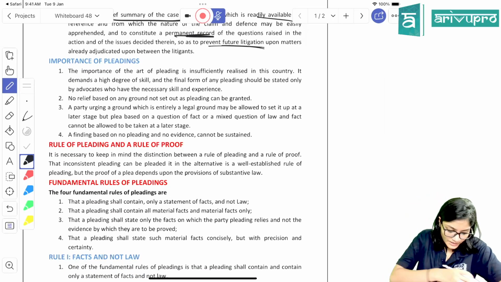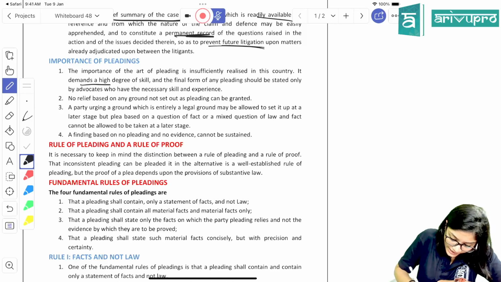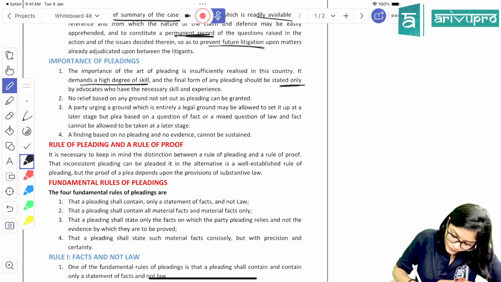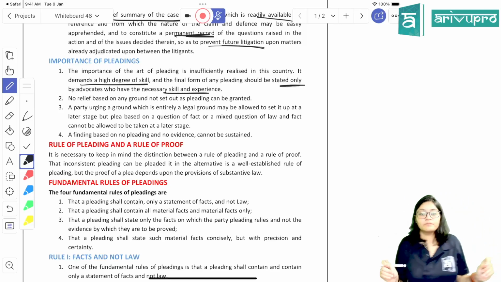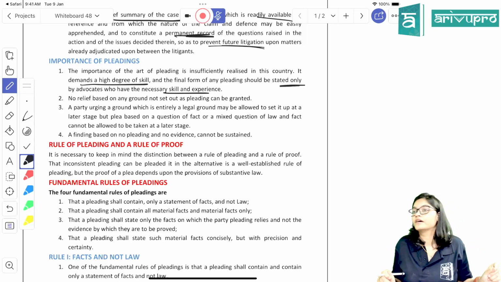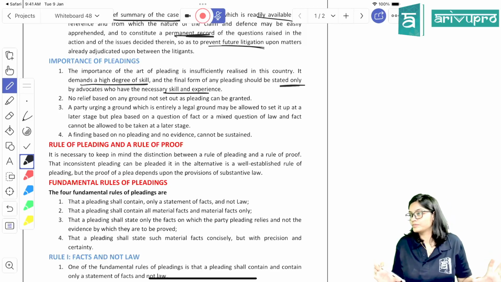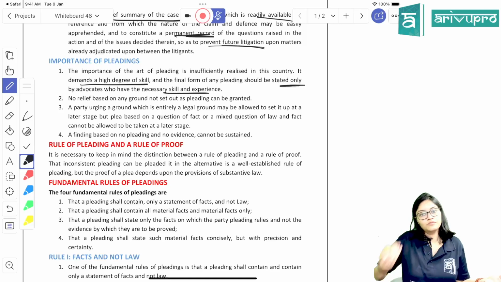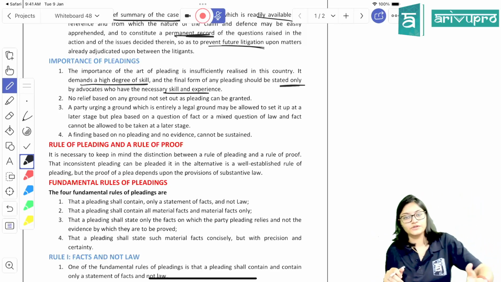The importance of the art of pleading is insufficiently realized in this country. It demands a high degree of skill, and the final form of any pleading should be settled only by advocates who have the necessary skill and experience. Because here proper pleadings should be there, no points should be missed out, nothing should be written irregularly, right? You have to take care of the words properly, everything should be framed properly, because based on that only your judgment will be given, correct? Your case will move ahead. So that is why pleading carries a lot of skill and professionals will do it, right?